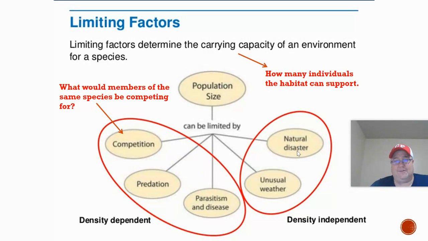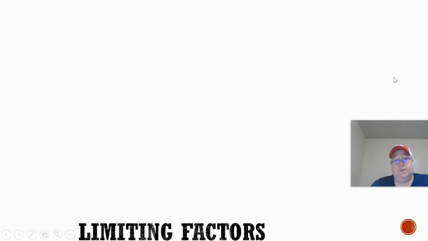But if there's a natural disaster, or let's say there's a forest fire or something that might impact the elephant population, that's going to happen regardless of how many elephants there are. Tornadoes and forest fires don't really care about how many elephants there are. They're just going to happen, right? Unusual weather, same type of thing. So, these things are density independent. But again, I don't care whether they're dependent or independent, they can limit a population size. They can affect that carrying capacity.